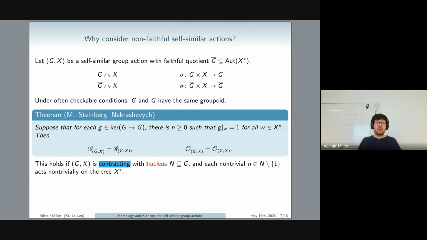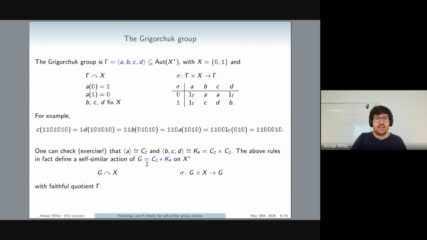Right, no, sorry. So what I'm saying here is that contracting self-similar groups are particularly nice self-similar groups, which are just presented by finitary data. And actually this finitary data here for the Grigorchuk group is an example of that. So both of these examples are going to be contracting self-similar group actions.